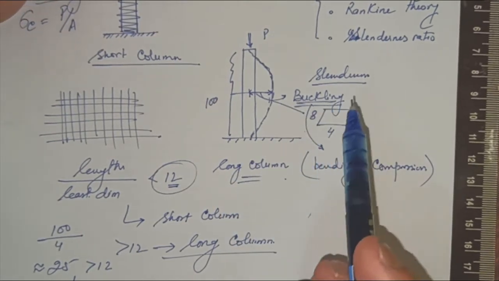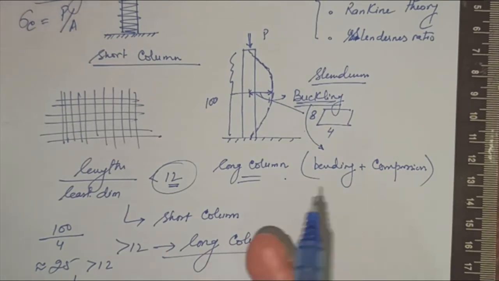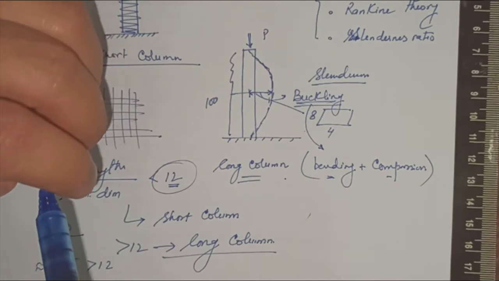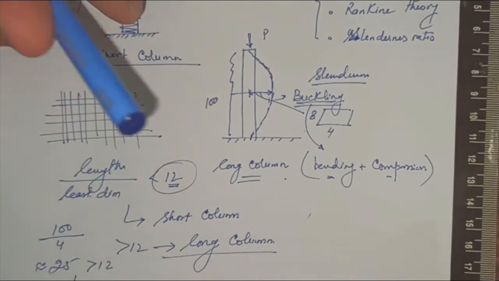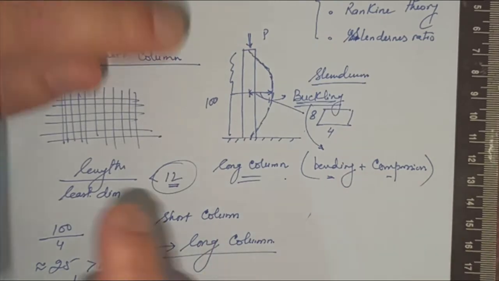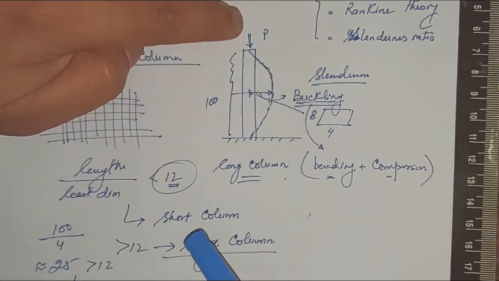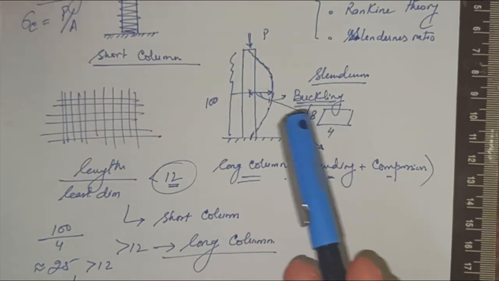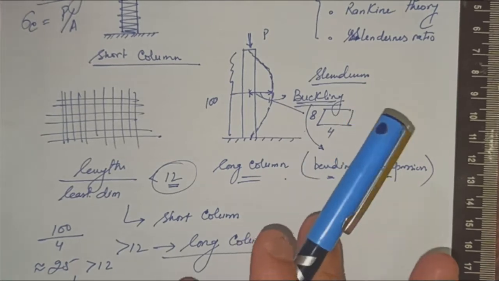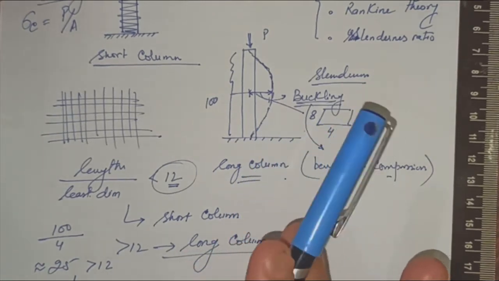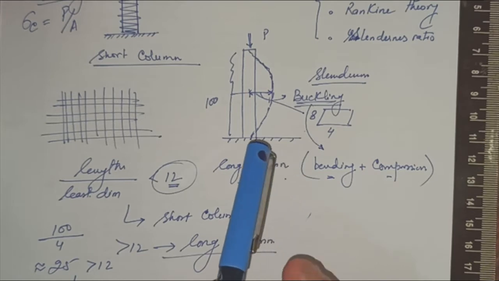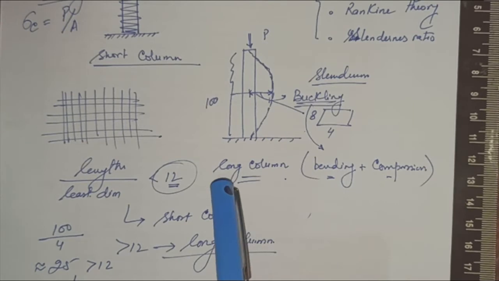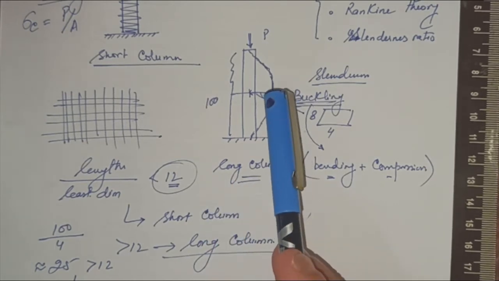It's a phenomenon by which usually a long column fails by a combination of these two conditions, bending and compression. Usually as the axial load is increased, the column tends to buckle or bend. Once the axial load increases more and more, these long columns tend to buckle. For smaller values of the load, the columns usually remain stable, in equilibrium, and they remain straight.